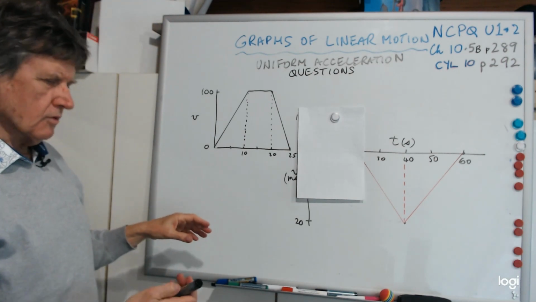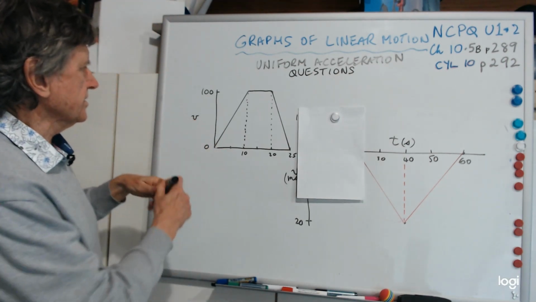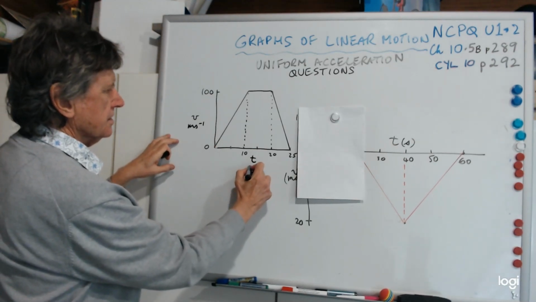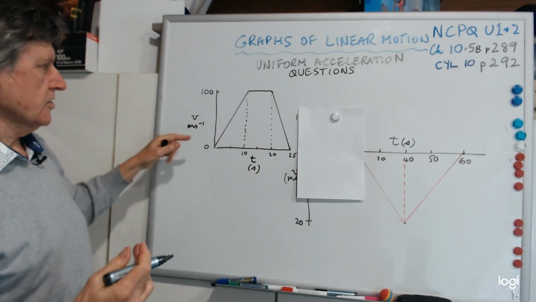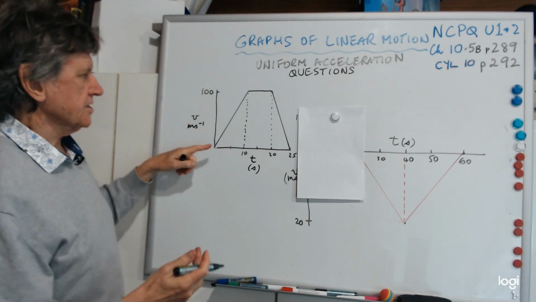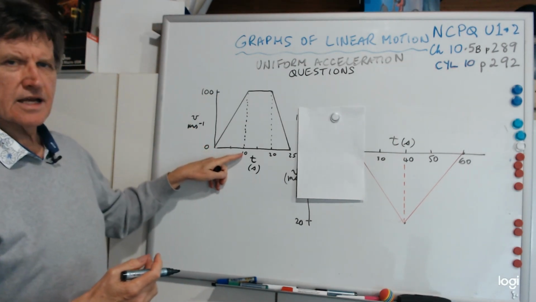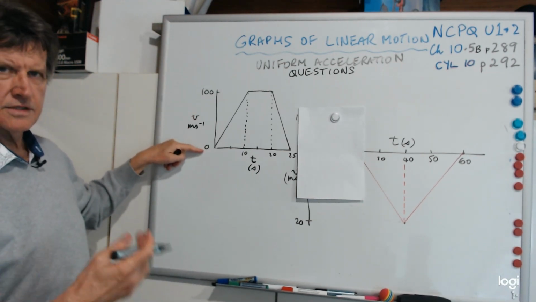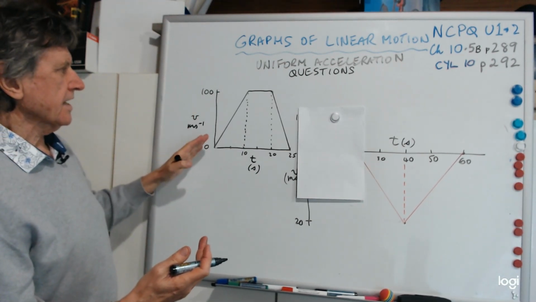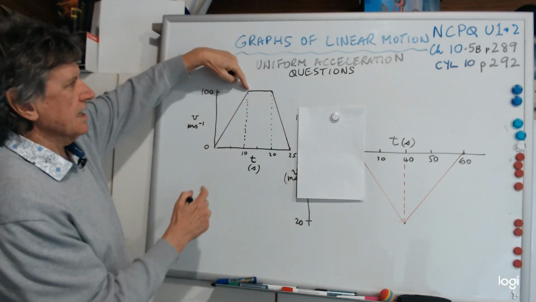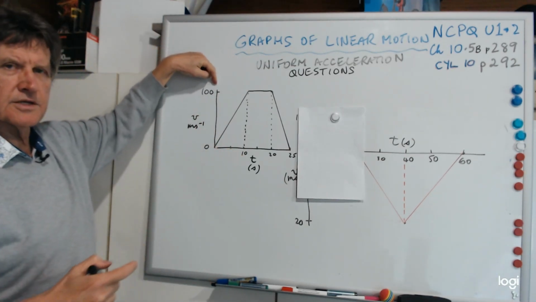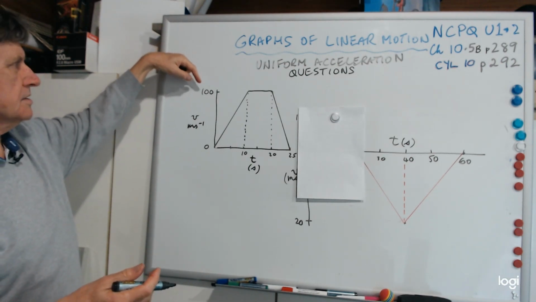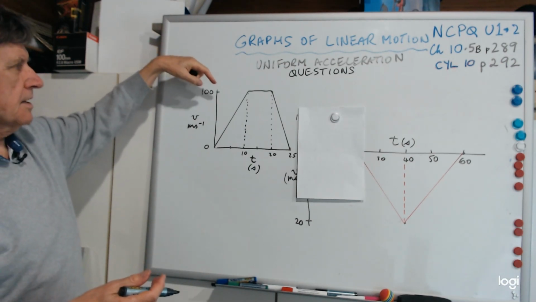Now what we've got, this is in meters per second of course, and this is t in seconds. So what we've got is an object that appears to be doing this. For the first 10 seconds of its journey, it starts at rest, that's zero speed, and gets faster and faster until after 10 seconds it's doing 100 meters per second. Now that's really flying, that's much faster than a car would do, that's hundreds of kilometers an hour.